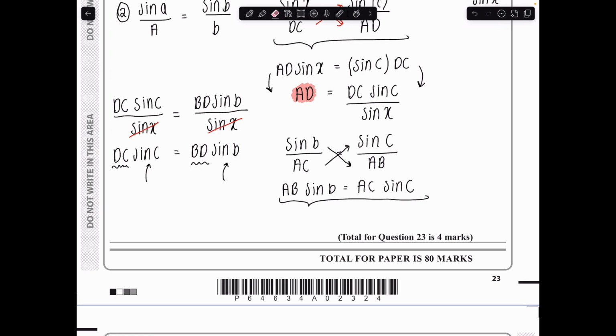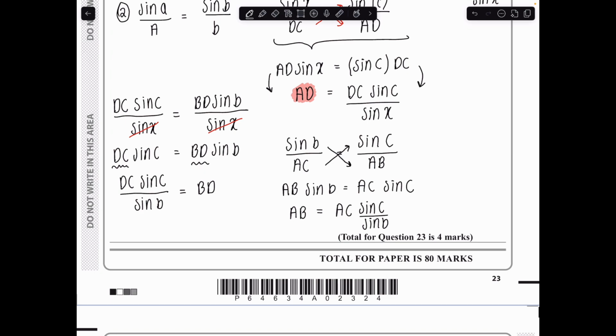So if we divide this first expression by sine B here, we get DC sine C over sine B is equal to BD. Now here, sine B divided by sine B is just equal to 1, so we don't even need to write it. So anything divided by itself is equal to 1. Now, if you do the same thing for this expression here, what do we get? So it becomes AB, sine B divided by sine B is just 1, and that is equal to AC sine C over sine B.